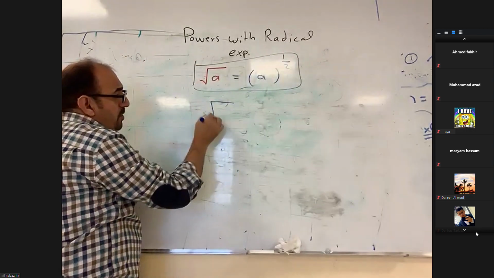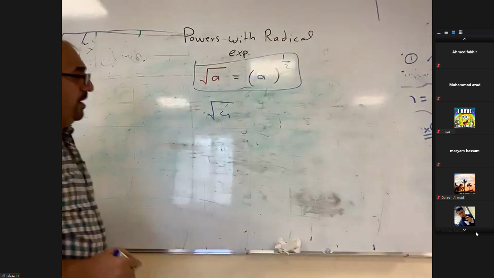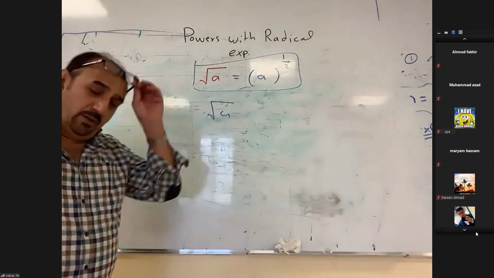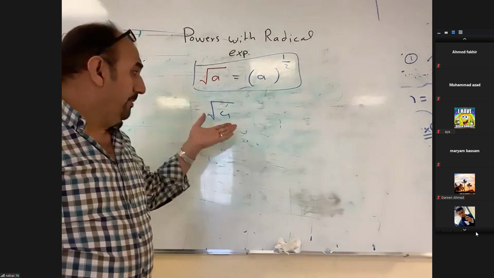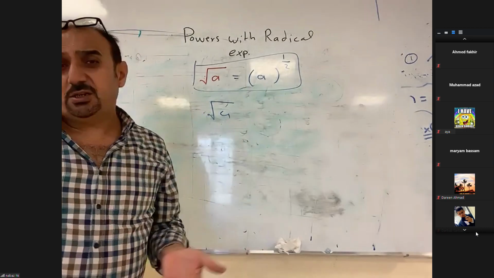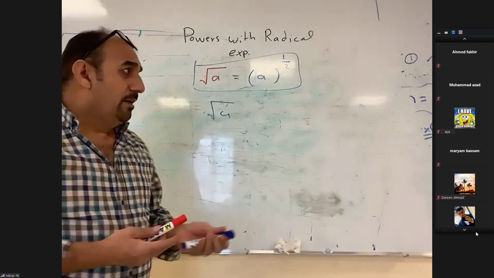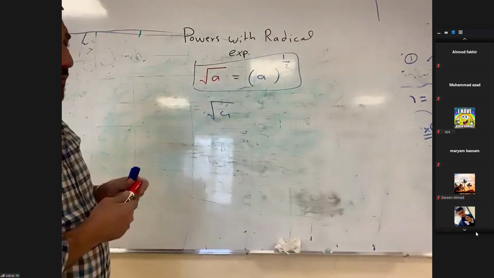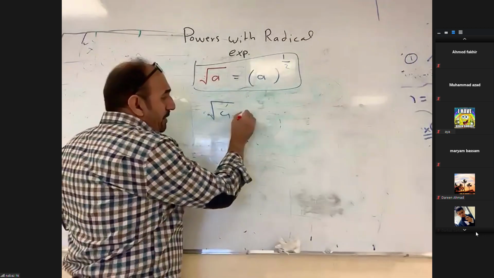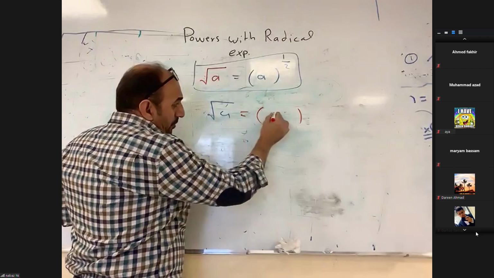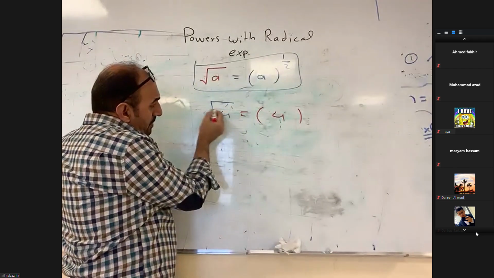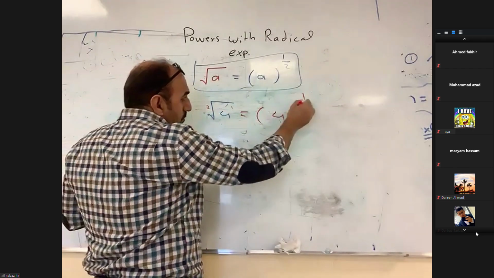If you have the square root of 4, we know that the square root of 4 is equal to 2, right? But by the powers of radicals, we can write it like this: 4 to the power 1 over 2. This is the square root, so it will be 1 over 2.